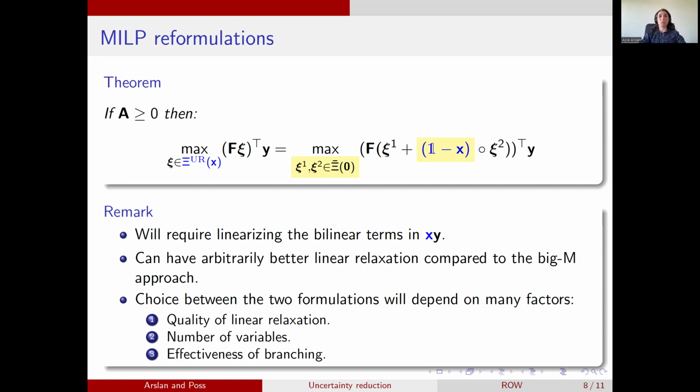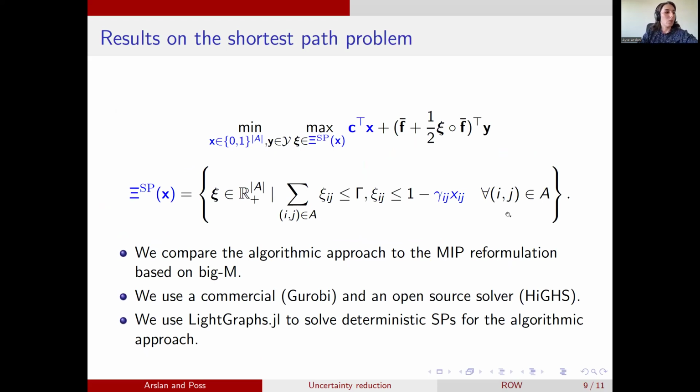So the solution time will depend on a certain number of factors like the quality of the relaxation, the quality of branching, the number of variables, the effectiveness of heuristics, and so on and so forth. So the choice between the two is not essentially very clear just by looking at the formulations like this, and one would need to test in order to have a better understanding. Okay, so I'm now going to present some numerical results and I will be able to conclude. The results I'm going to present are on the shortest path problem.